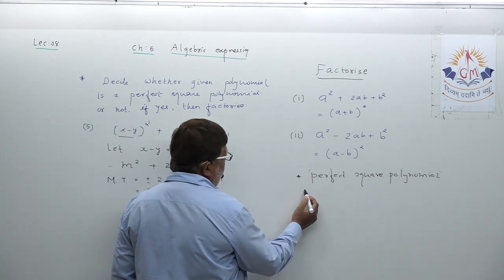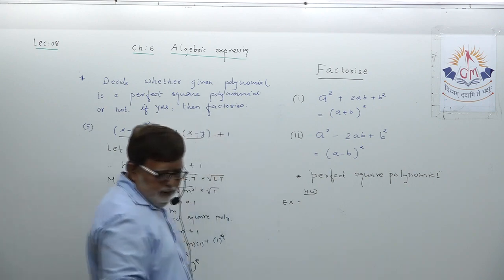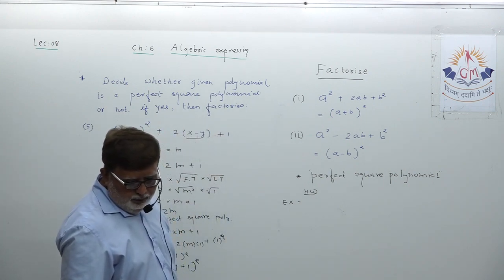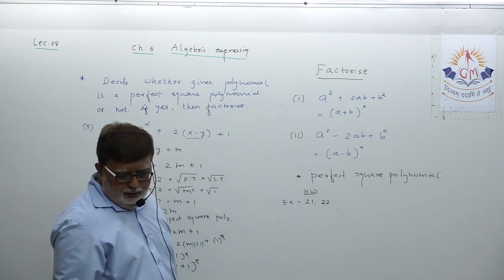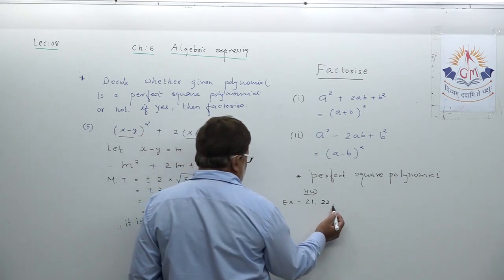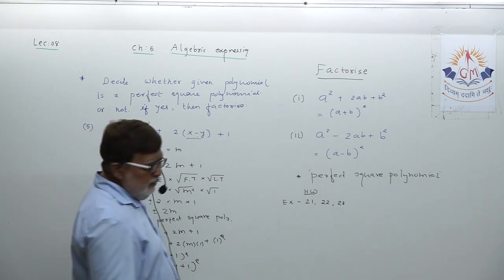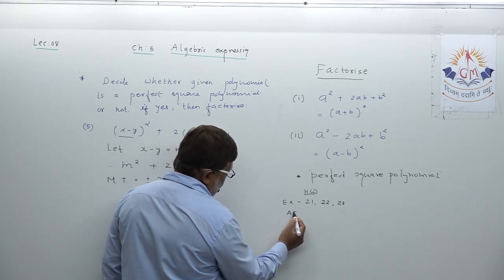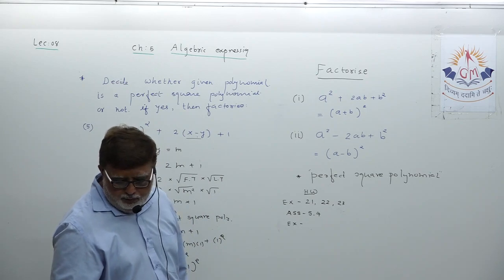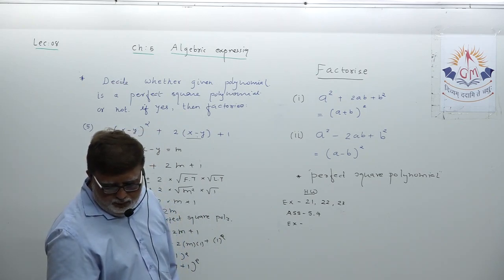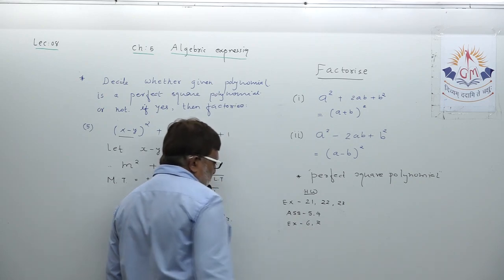So the homework for you, some illustrations I am giving, okay? Illustrations 21, 22, 23. You have to do three illustrations, 21, 22, 23, and then from assignment 5.4 you have to do example numbers 6 and 7, okay? This is your homework.